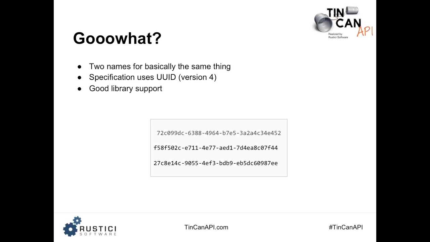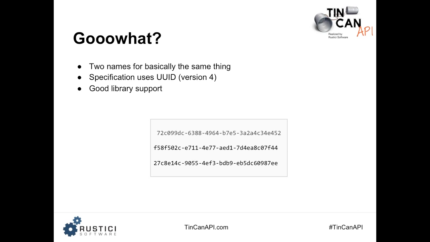So I mentioned the UUID already. Another name for that is a GUID. A GUID is a generic name for a class of unique identifiers. The UUID, and in this case specifically the UUID version 4, is what the Tin Can API specification calls for, and that is a single implementation of the generic name GUID.